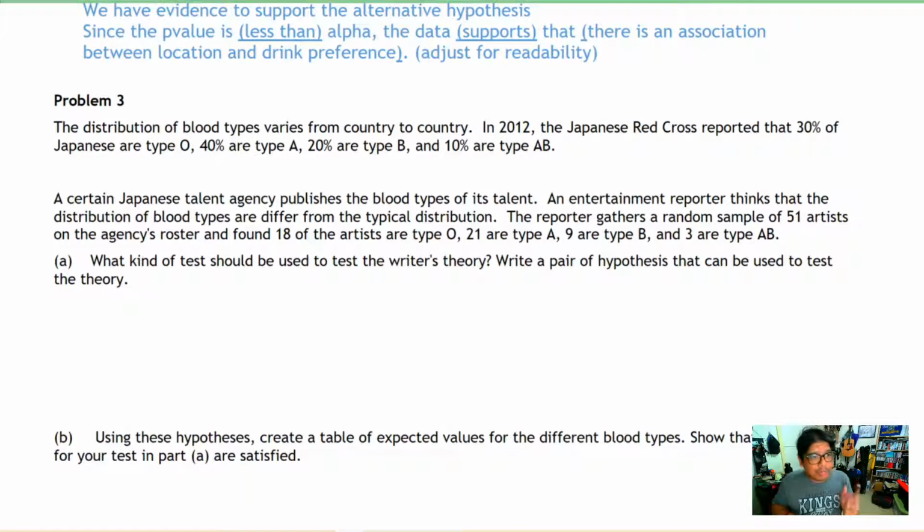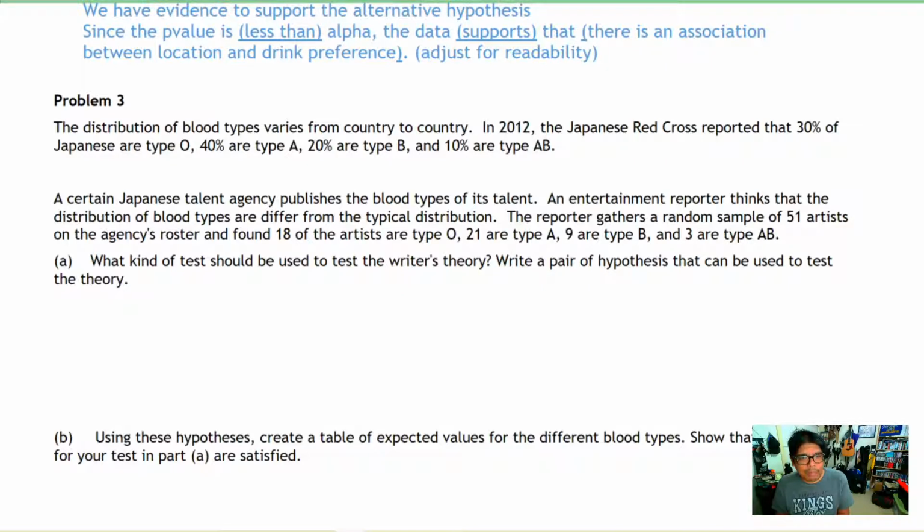The distribution of blood types varies from country to country. Actually, it doesn't vary all that much, but it does vary a tiny bit. So, in 2012, the Japanese Red Cross reported that 30% of Japanese people are type O, 40% are type A, 20% are type B, 10% are type AB. So, a certain Japanese talent agency publishes the blood types for its talent.